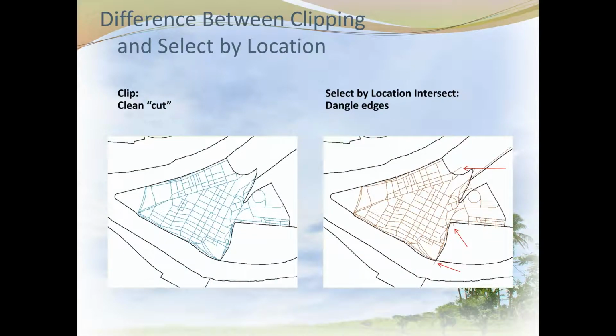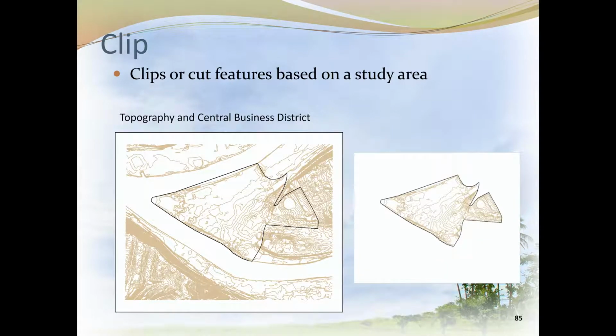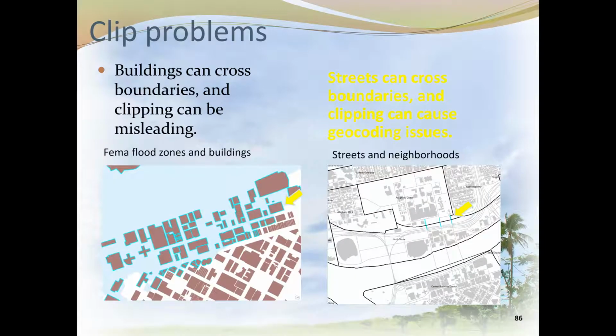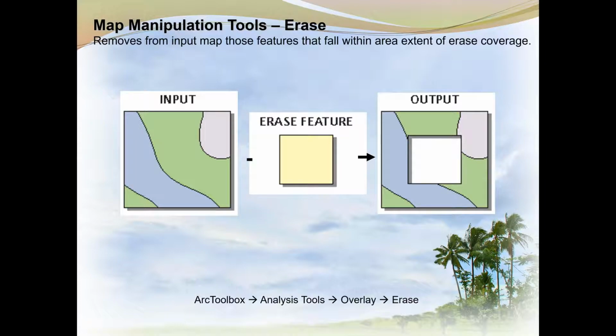So, differences between clip and select by location. Clip is a clean cut, and with select by location, you can do intersect and leave some of the edges dangling. With clip, you can see that it cuts features based on a study area, like a central business district. So, clip problems: streets can cross boundaries, like you can see those dangles, as I mentioned. Buildings can cross boundaries, and clipping can be misleading. So there are some issues you have to be aware of.